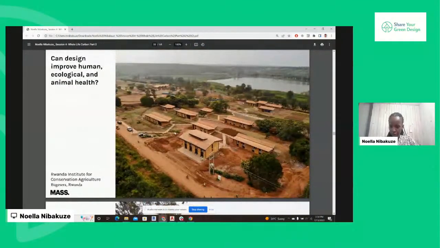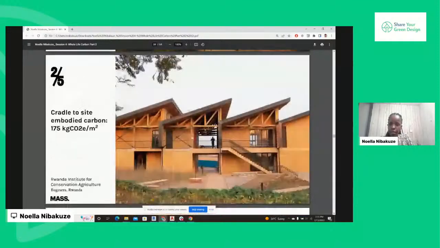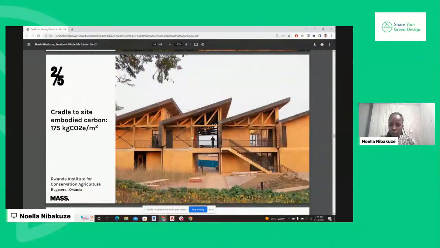So for RICA, which I just presented to you, which we did 10 years after Butaro, we were intentional on reducing our embodied carbon and our operation carbon at the same time. So this building question was like, can design improve human, ecological, and animal health? It's an agricultural campus. And for RICA, we actually went lower than half, where we reduced, compared to other similar buildings around the world, we actually were 2/5 lower, which means we even went lower than half of what is required by 2030.